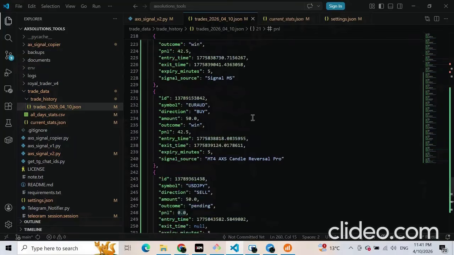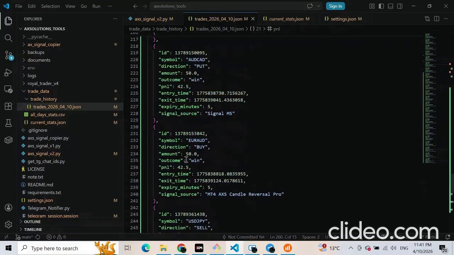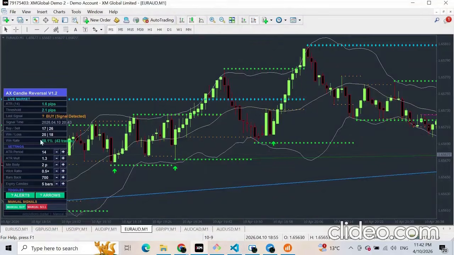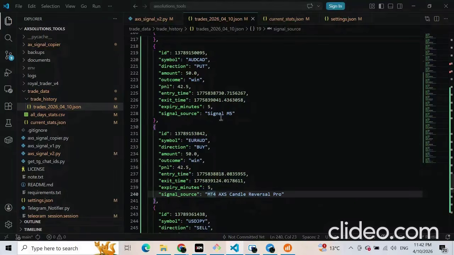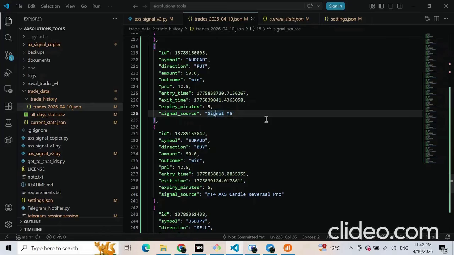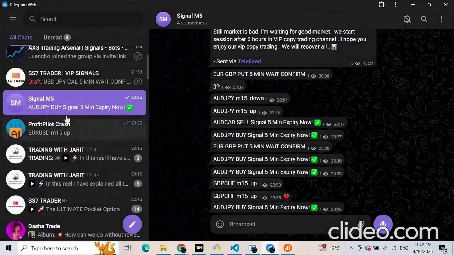If we look up here, you can see this trade is already closed. Win, profit amount, expiry minutes was 5 minutes, and you can see the signal source is MT4 candle reversal pro, which is this indicator. And here you can see the signal source AUD put win, signal source as signal M5. This signal was received from a Telegram channel, and you can see the group name is signal M5, right?